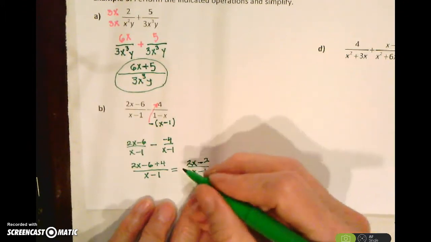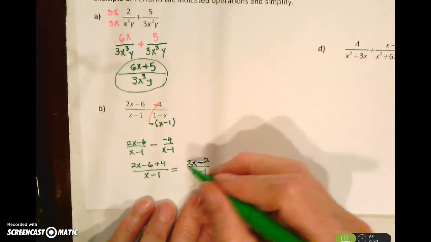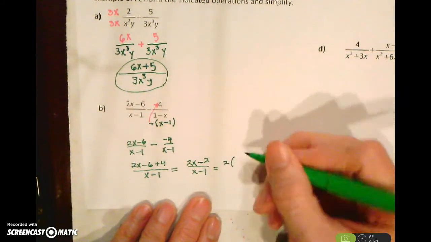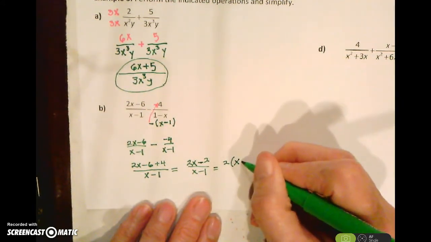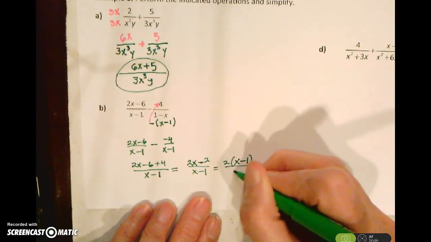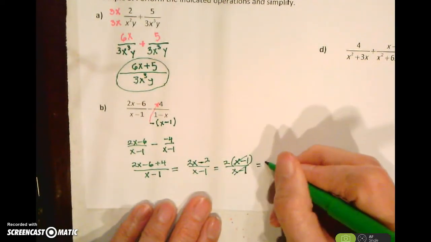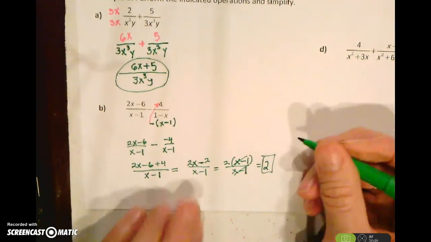And I always want to think about reducing at the end, and the fact there's 2's in both of those, that's very easy to factor out. And so that's going to leave me with 2 times x minus 1 over x minus 1, and those cancel, and my answer is 2.